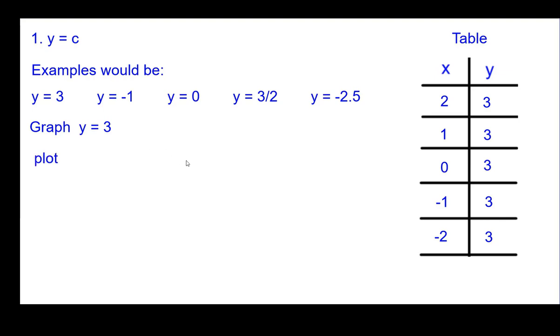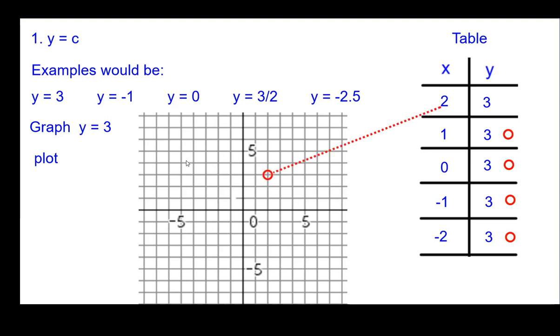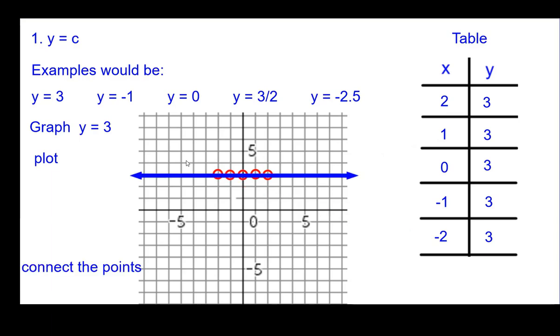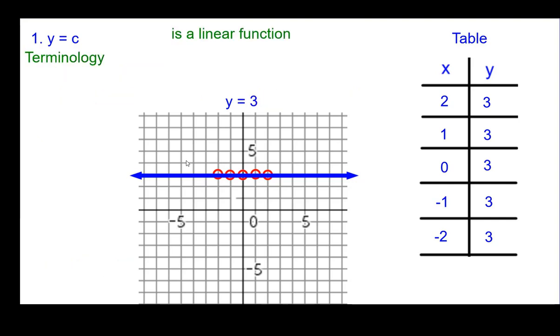So plotting those, 2, 3, 1, 3, 0, 3, negative 1, 3, negative 2, 3. When you connect the points, you definitely get a line. We said these would be lines.